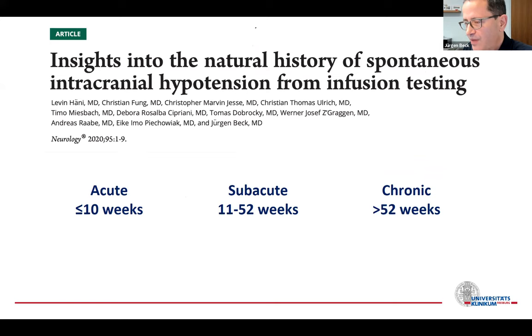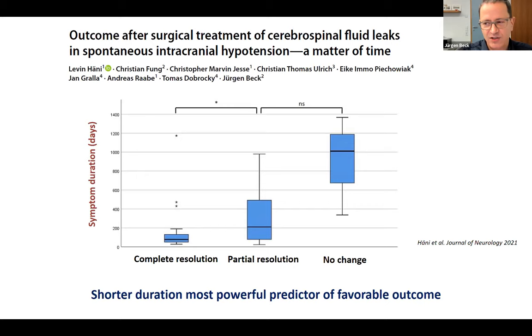But we looked at all other features. Is it a high flow leak, and what level is the leak? Nothing really was associated with outcome. But one thing that was associated with better outcome was early treatment. So early treatment was of very, very high prognostic significance concerning good outcome for our patients.